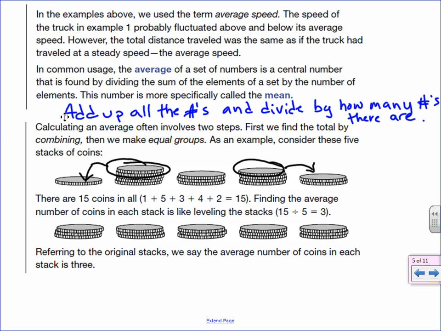And you can see that they're adding up all the numbers. And then there's 1, 2, 3, 4, 5 stacks. So then they took that 15, the sum of them, divided it by 5, and this number then is our average.